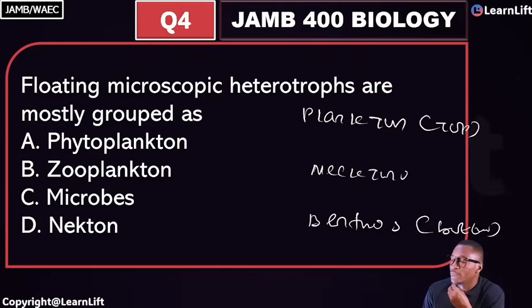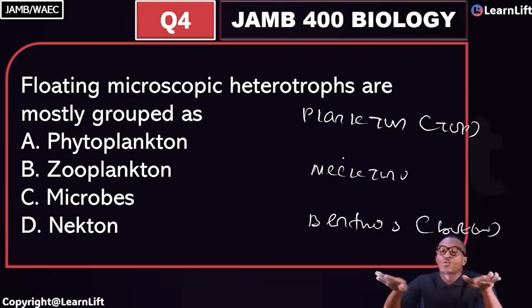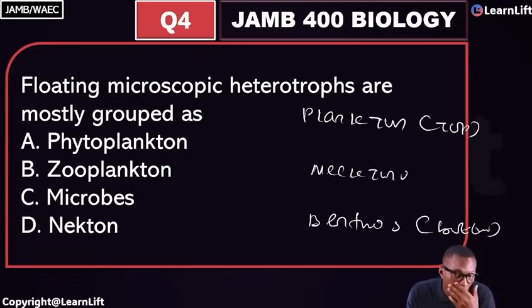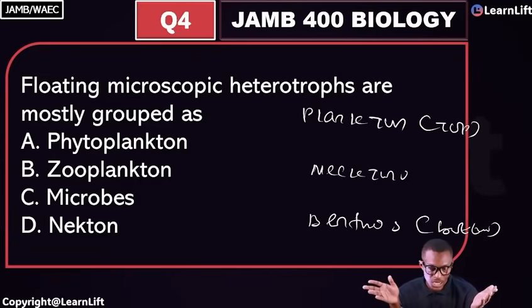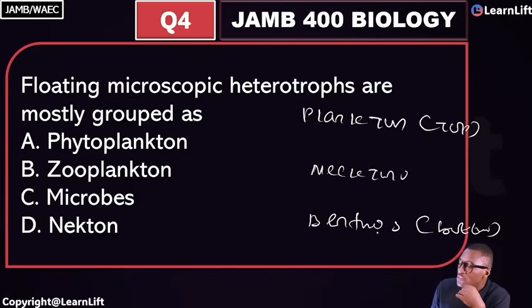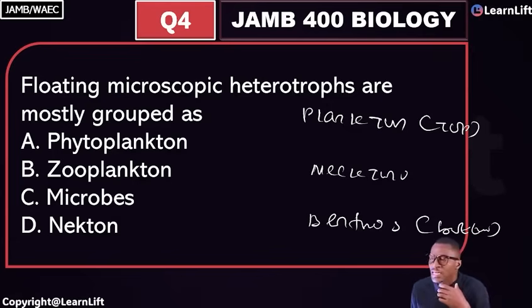So, what are examples of planktons? Anything that can float on top of water is said to be what? Your planktons. Are you seeing that? Benthos are those things you find at the base of water. Nectons are any animals that can go up and come down. Now, these planktons are divided into 2.